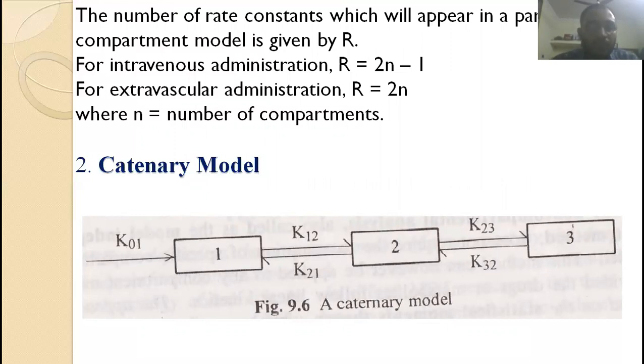Second part of compartment modeling is the catenary model. A figure which shows the catenary model is a series of compartments which are joined to each other. When the dosage form goes into the systemic circulation, the first phase is absorption, then it goes into the different compartments of the body, and then one by one goes into the series of compartments, and then excretion follows.